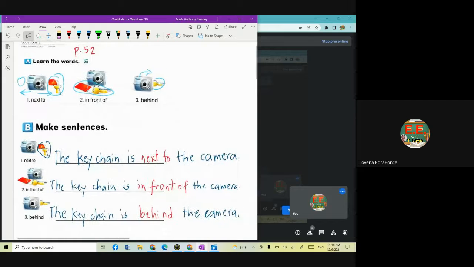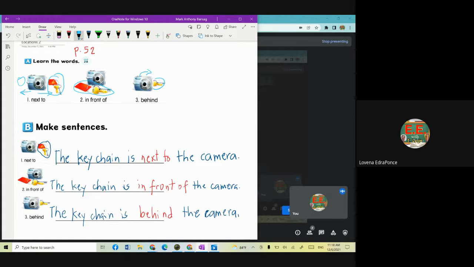Now let's try to make sentences from that. For example, number one, the keychain is next to the camera. So this one is the camera and this one is the keychain. So the keychain is next to the camera.